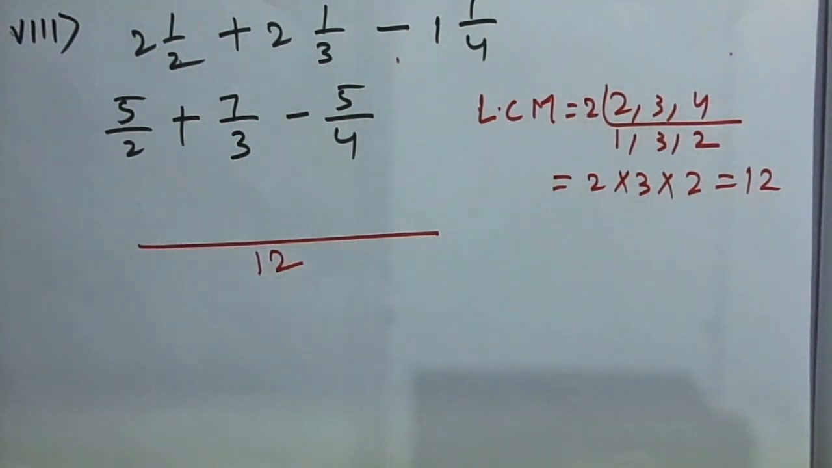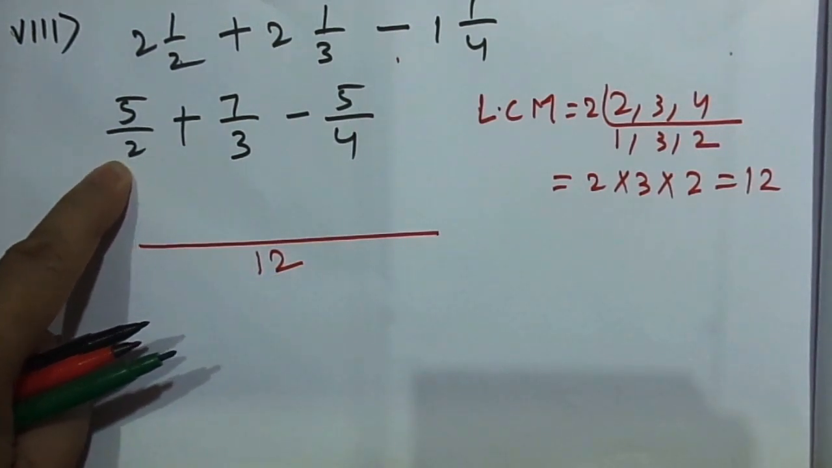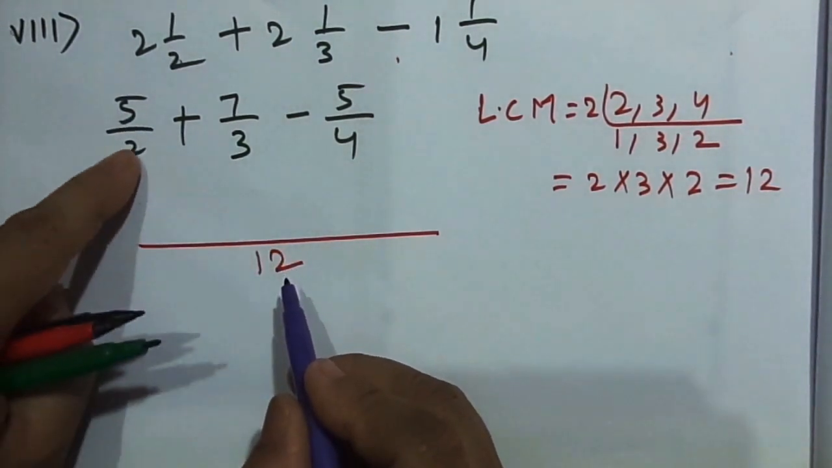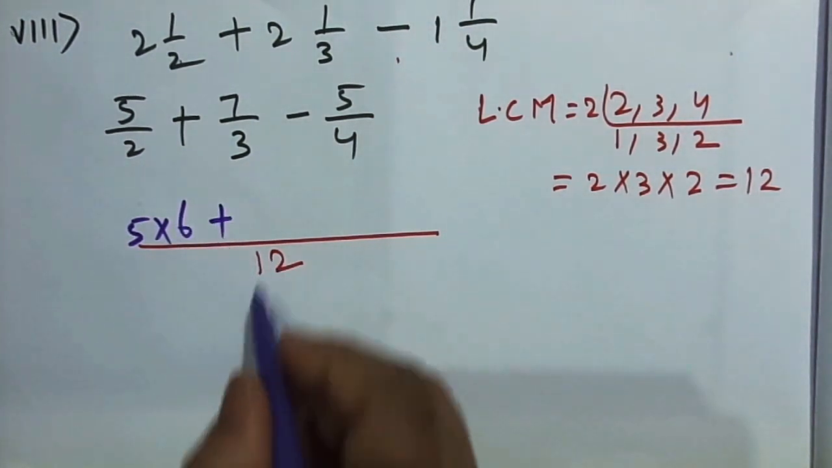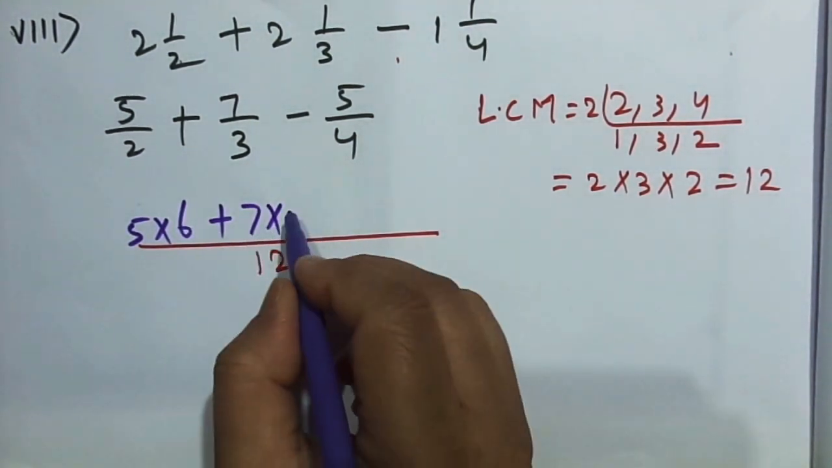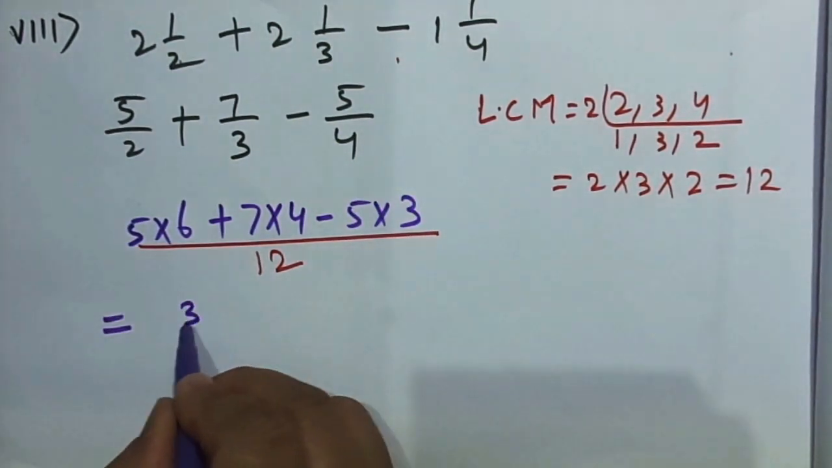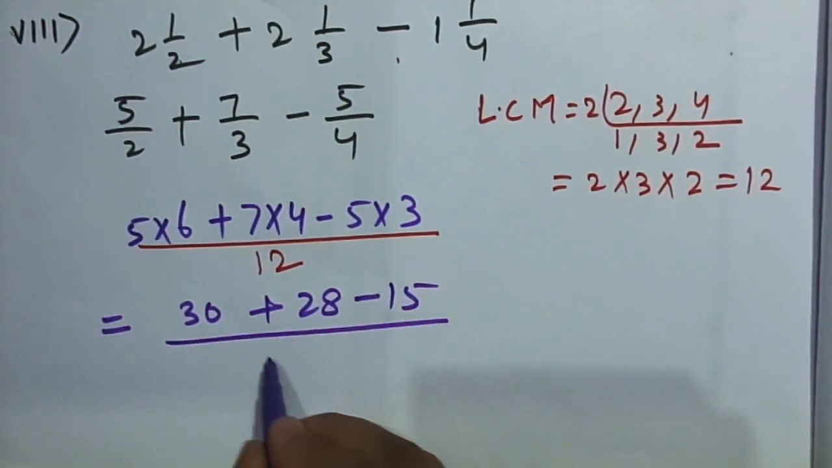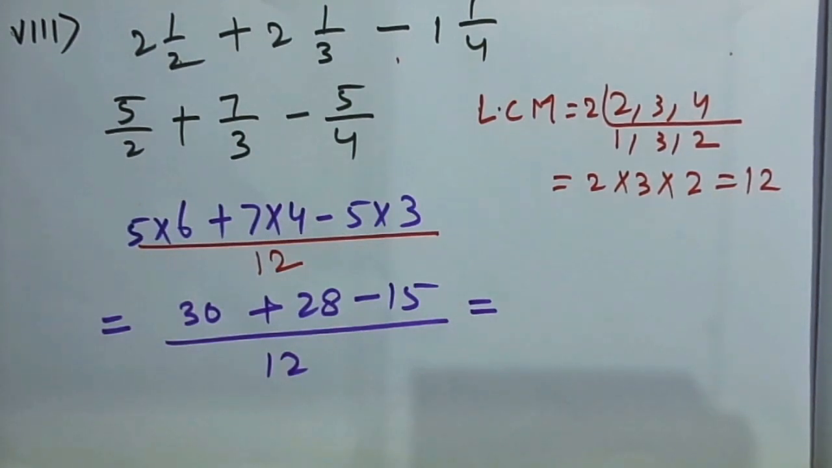So each and every time I am going to divide this with the denominator, and whatever I'll get, I'll multiply with the numerator. 12 divided by 2 is equal to 6. Therefore 5 into 6 plus 7 into 4 minus 5 into 3 will be equal to 30 plus 28 minus 15 by 12, which will be equal to how much?